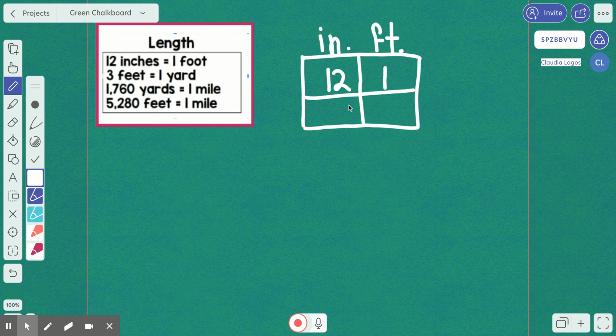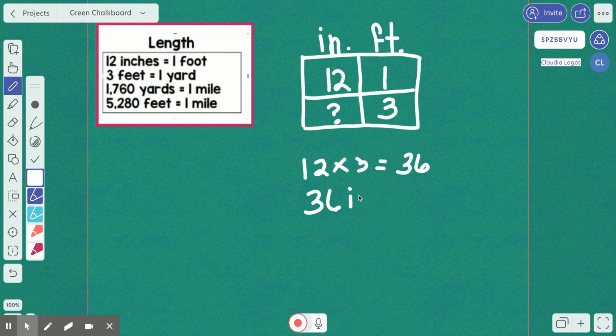So let's say I have a question like, how many inches are in 3 feet? This tells me that I have to multiply. So 12 times 3 equals 36. So my answer is 36 inches equals 3 feet.